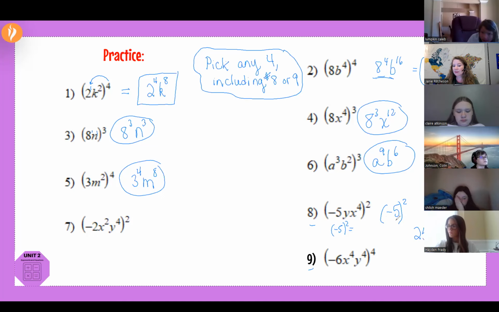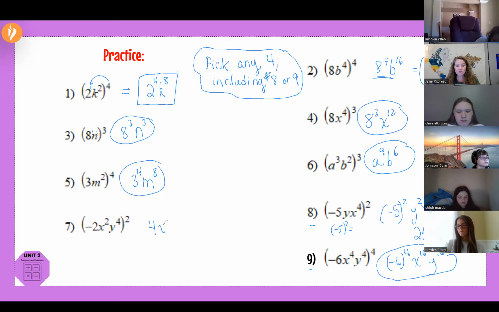So either you can keep it in parentheses like this and write the rest of it out, or just go ahead and write -5 squared is +25 y squared x to the 8th. So if you have a negative number to an even exponent, the final answer is positive, okay? So number 9 is -6 in parentheses, which is a big number. I don't know what it is. X to the 16th, y to the 16th. So there's that one. And then number 7, -2 squared is 4. So 4x to the 4th, y to the 8th.